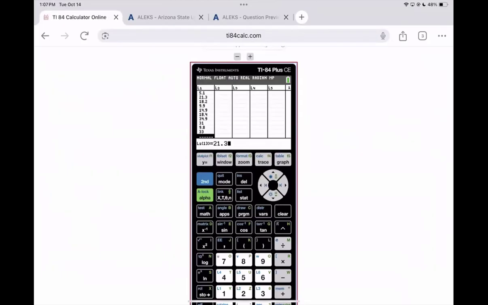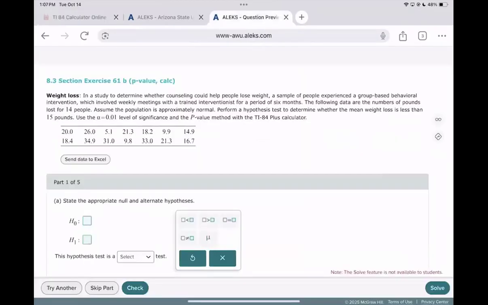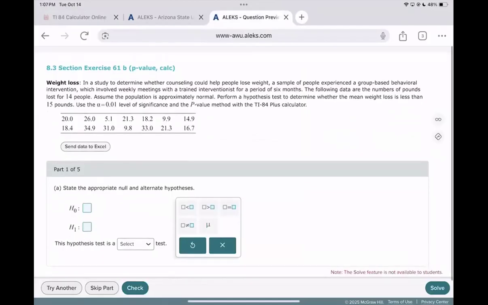There we go. And 16.7. All right, cool. So I've got all that data in there, and let's finally read the problem.